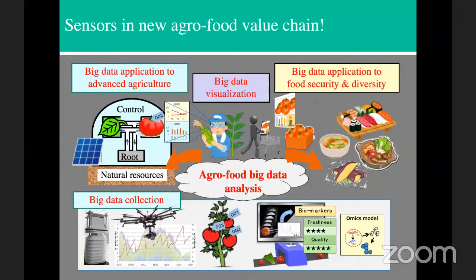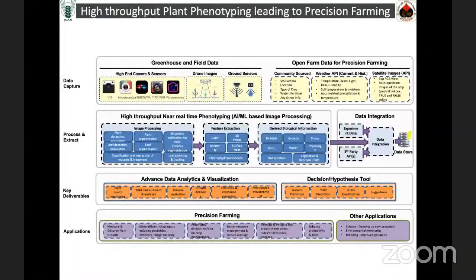Then with respect to the sensors in the agro-food value chain, starting from harvest to the market, everything is now RFID coded or QR coded. How we can put them together, how we can use blockchain technologies for that purpose. Again, this is a part of AI which can be used. So finally, what I mean to say is, you need to capture the data.